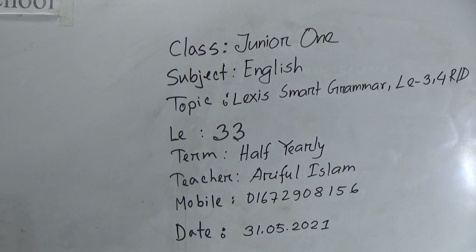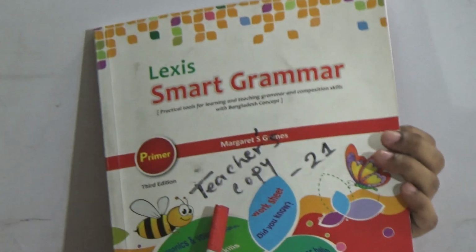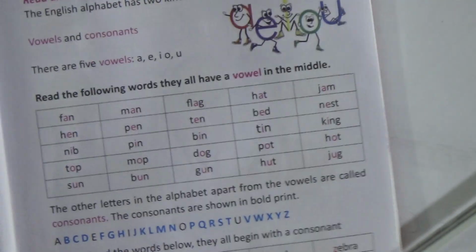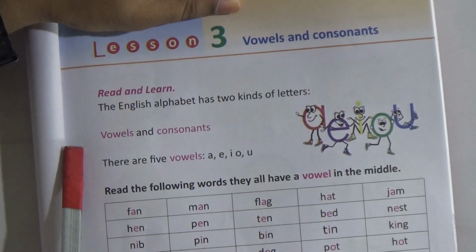So my dear students, open your Lexis Smart Grammar book and go to page number 17. So this is page number 17. Lesson 3, vowels and consonants.